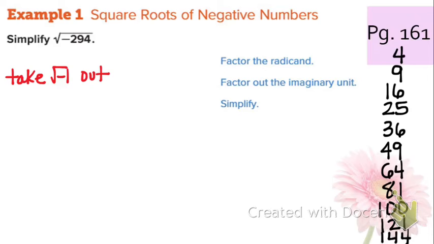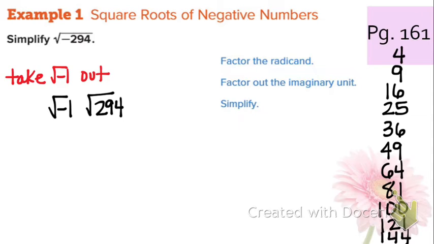So I'm going to separate this into -1 times positive 294. That's what I'm going to do. If you see a negative underneath the square root, you have to pull it out. You cannot leave it there.